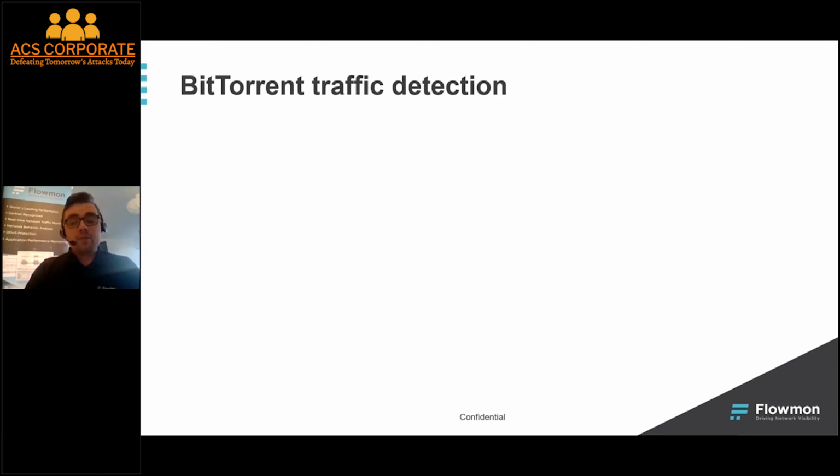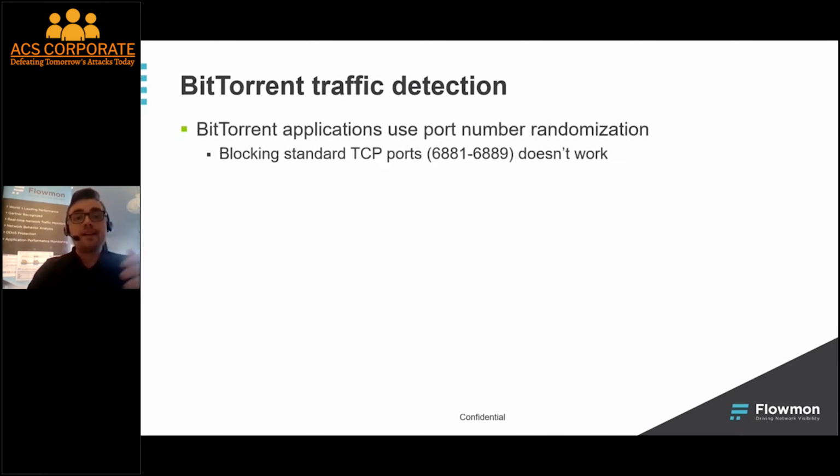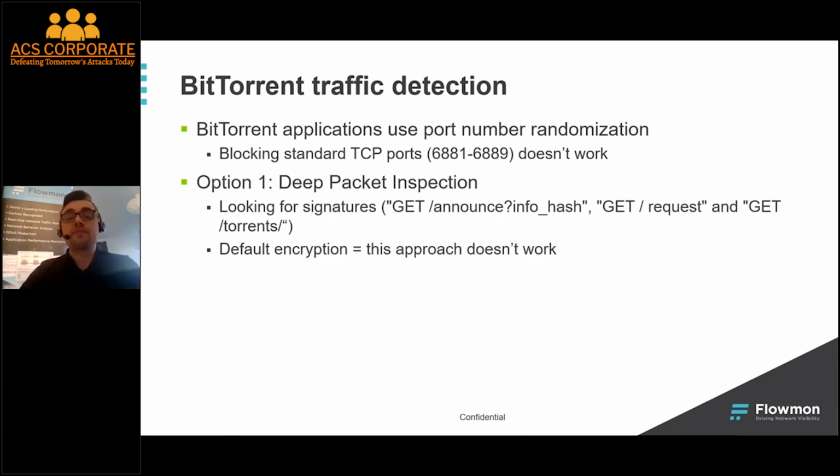So let's see one of the use cases where we can leverage network behavior analysis. There is BitTorrent traffic detection as an example. Just to know, the standard TCP ports of BitTorrent traffic are 6881 up to 6889, but just blocking the standard TCP ports doesn't work, because nowadays BitTorrent applications use port number randomization. Otherwise, it would be very easy to block them on the firewalls. So the other option to detect BitTorrent traffic is to look for some signatures.